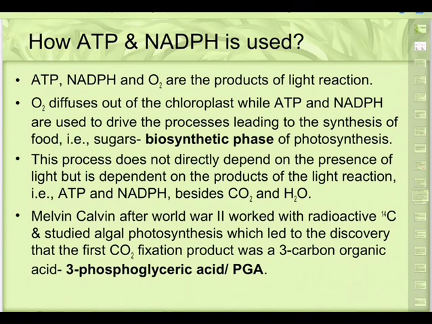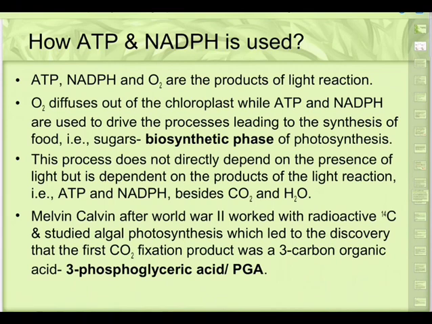Energy is used to pump protons across the membrane to create a gradient, or a high concentration of protons, within the thylakoid lumen. And how is this used? ATP, NADPH and O2, all these are byproducts of the light reaction. So O2 diffuses out of the chloroplast, and we are thankful to plants for it, while ATP and NADPH are used to drive the process leading to the synthesis of the biosynthetic phase, that is starch formation.